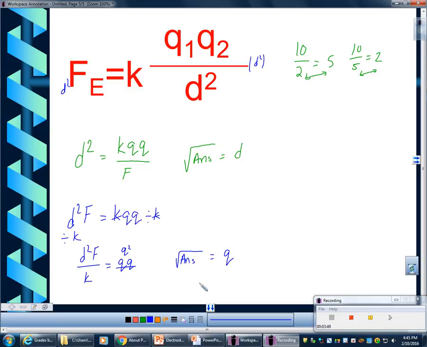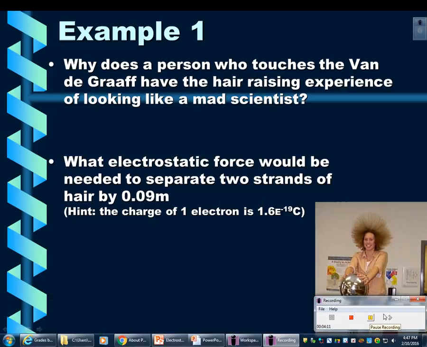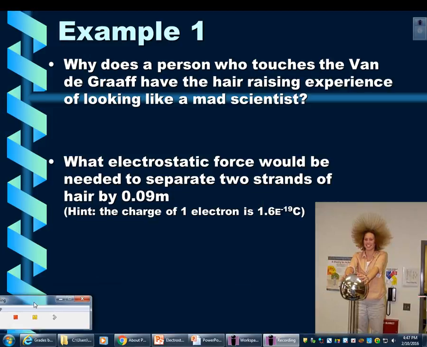So we have three methods that we can solve for. We can solve using our basic method, where it's more of a plug-and-chug style, where I have my values and I'm finding the force. We could solve for the distance, or we can solve for the charges. So let's take a look at a couple of example problems where we would use these terms.